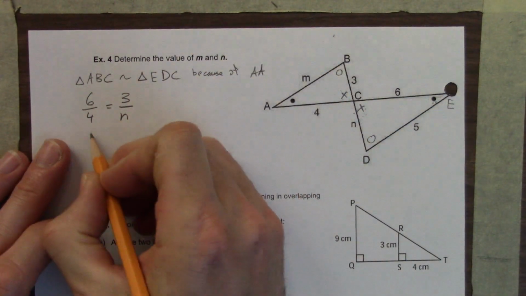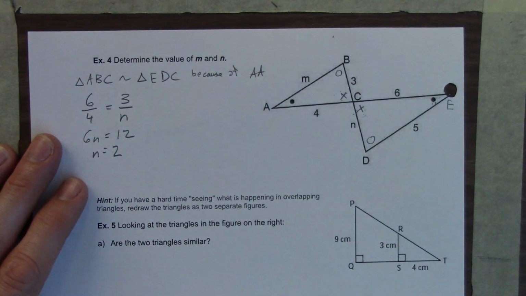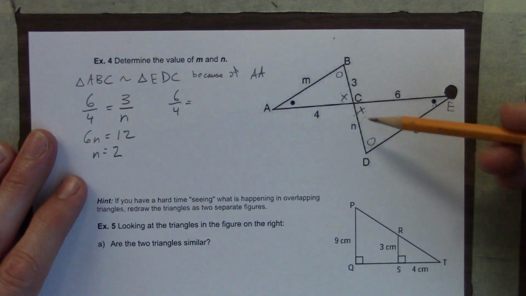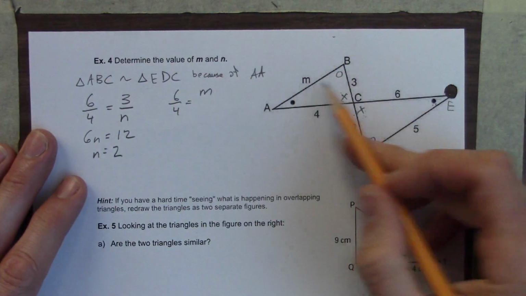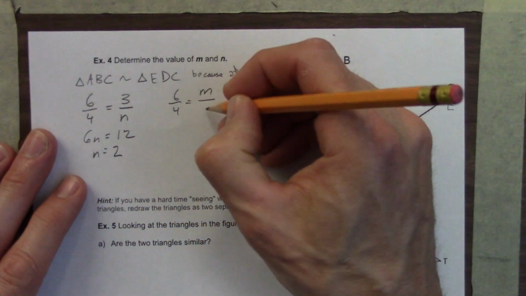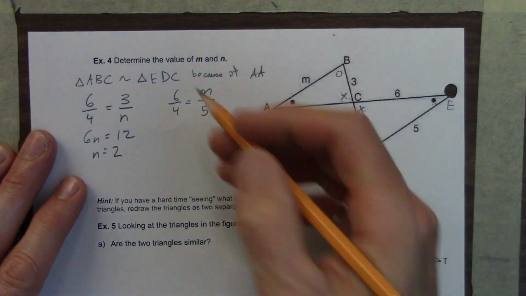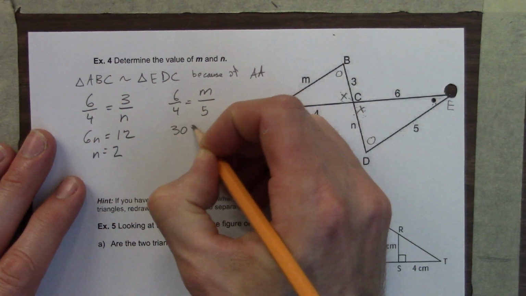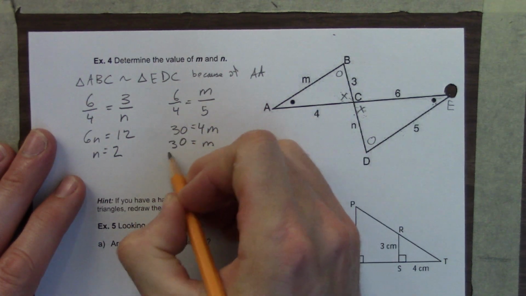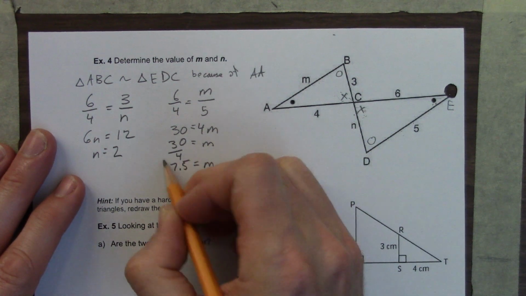All right, now I cross multiply to solve for n. I get n is equal to 2. Now I can do the same ratio, 6 over 4, and I can make that equal to my other unknown, m is going to be over 5. I know m goes with 5 because they're both opposite angle x. Cross multiply, I get 30 equals 4m. M is equal to 30 divided by 4. M is equal to 7.5.